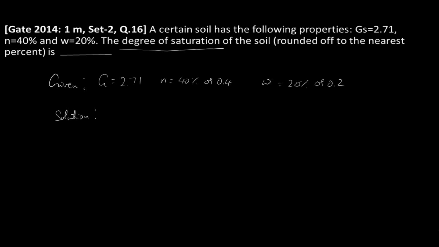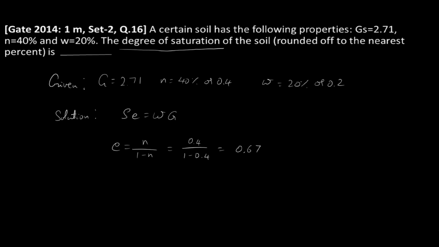We all know the functional relationship and the equation which is given as Se is equal to wG. You can remember this equation as the Sewag equation. So we want to find out the degree of saturation. We have the water content, we have specific gravity, we don't have the void ratio. So void ratio can be calculated from e is equal to n by 1 minus n, which is 0.4 divided by 1 minus 0.4, which will be equal to 0.67. That is our void ratio.